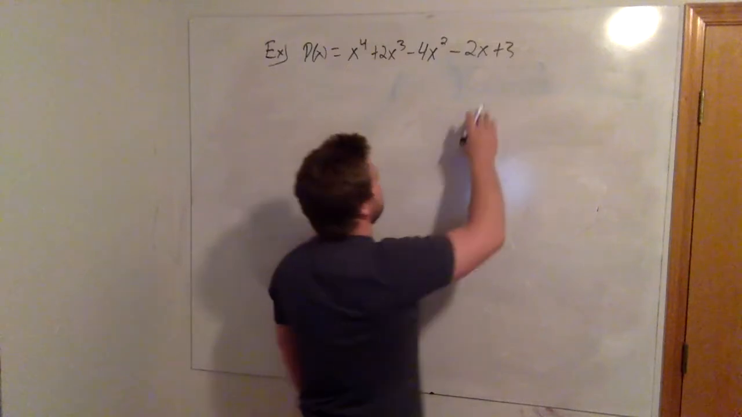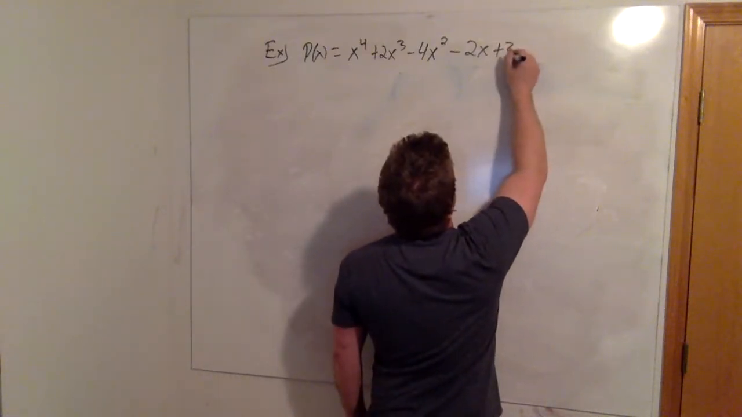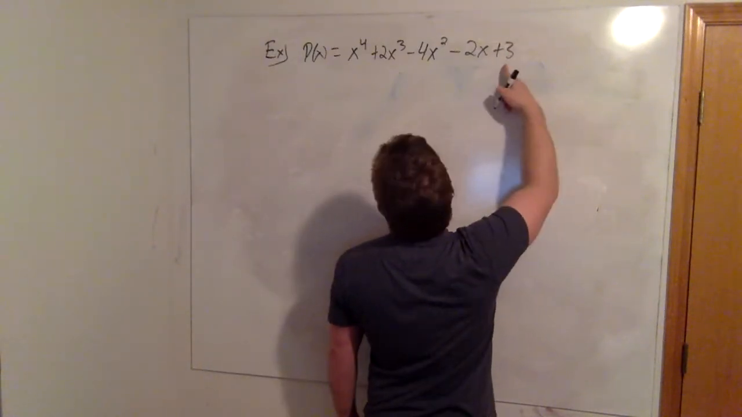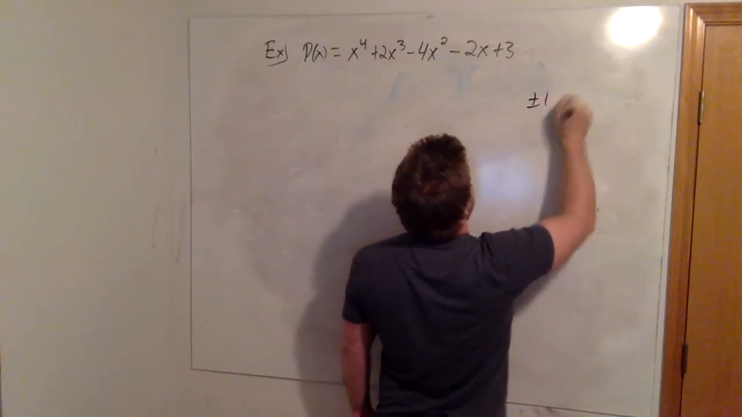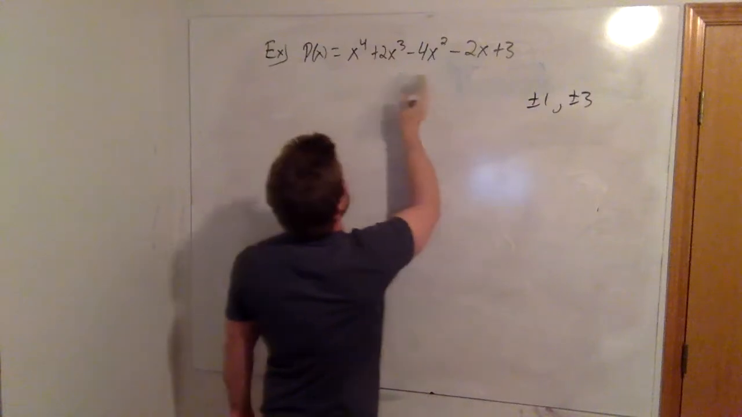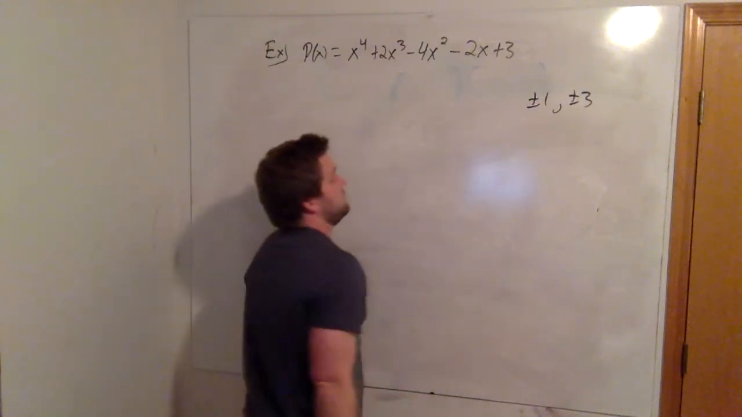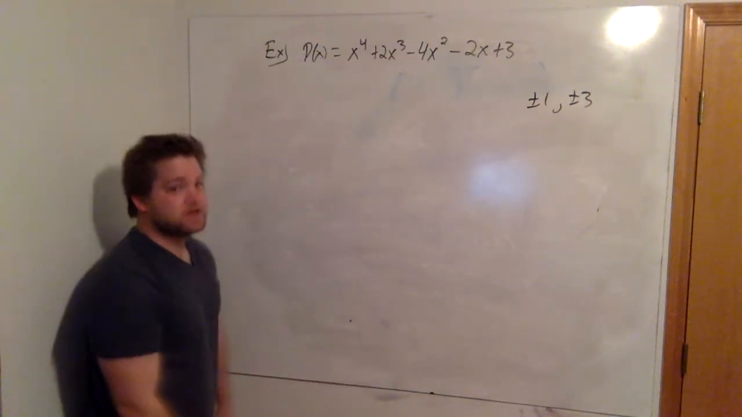So we're going to find our possible roots that we want to check. So I'm going to look at the factors of 3. So plus or minus 1 and plus or minus 3. If this has a rational root, then it has to be plus or minus 1 or plus or minus 3.